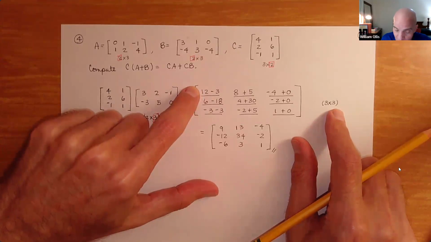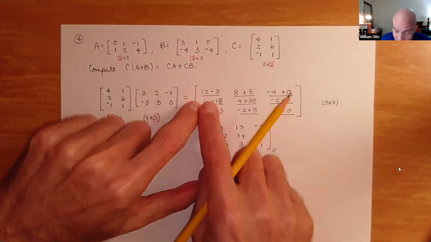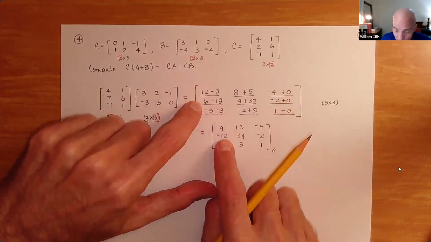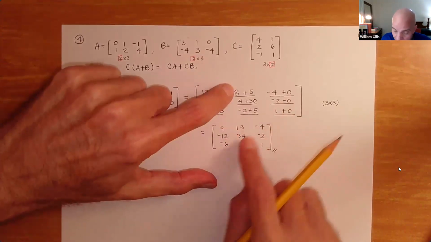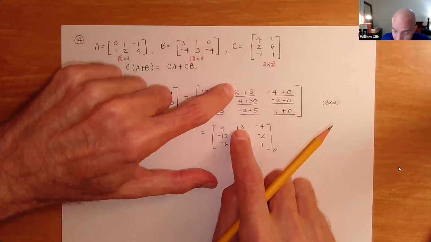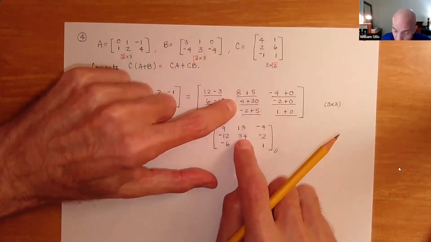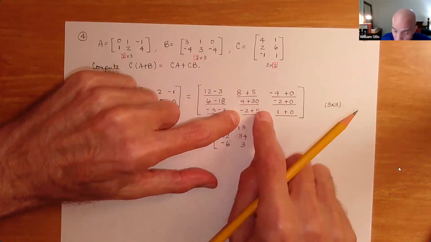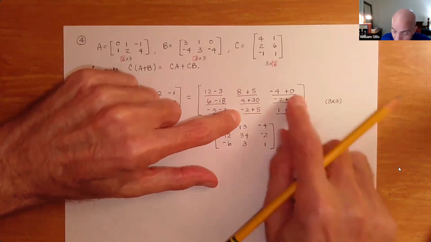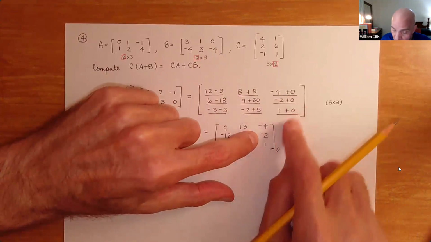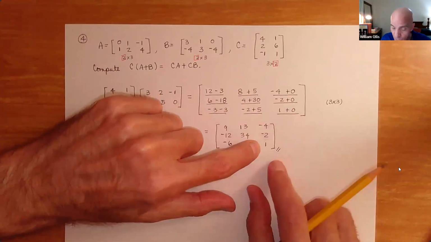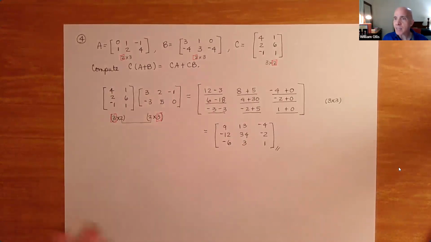So we have 12 minus 3 is 9. 6 minus 18, negative 12. Negative 3 minus 3, negative 6. 8 plus 5, 13. 4 plus 30, 34. Negative 2 plus 5, 3. Negative 4 plus 0, negative 4. And then negative 2 plus 0, negative 2. And 1 plus 0, 1. So the process is just broken down into very simple arithmetic.